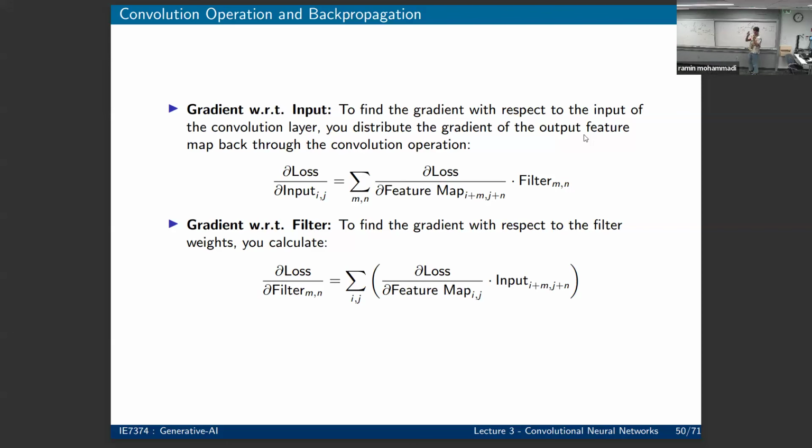Filter is not just participating in one corner. You have to slide it. It's going to be a summation of those gradients. So that's why you also have this summation across any point or any indices that the filter weight has basically contributed toward.